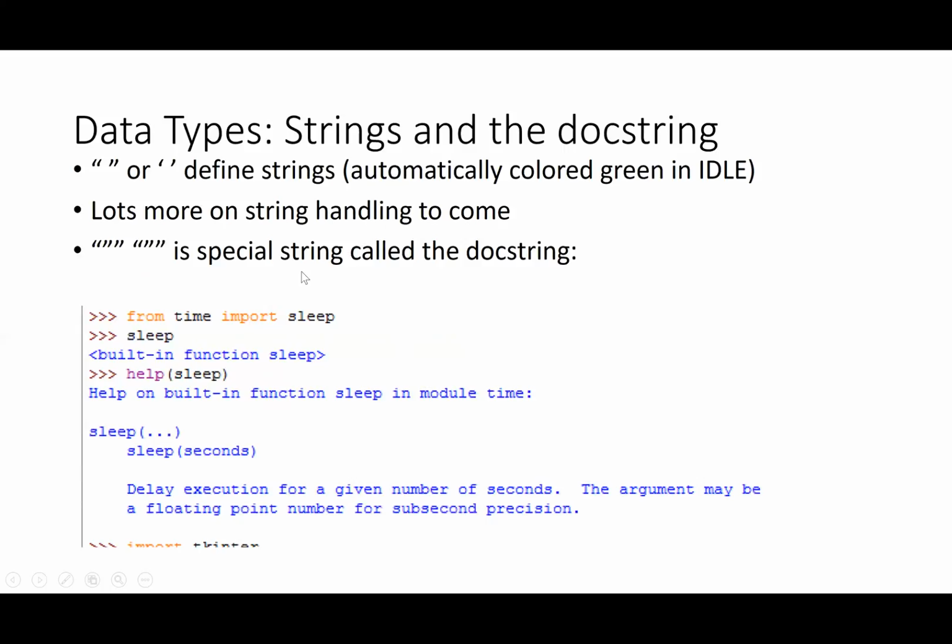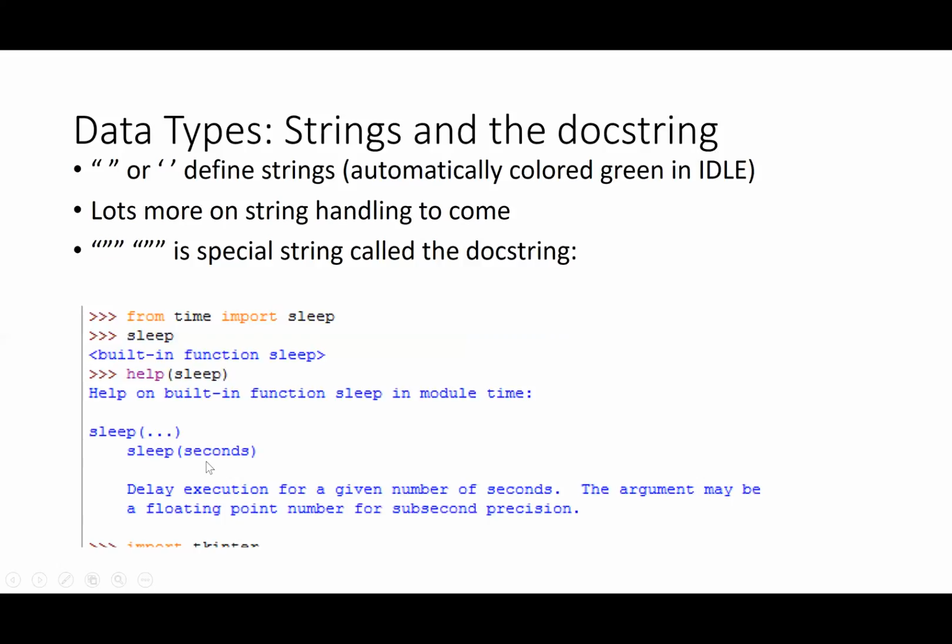Well, here's why. Let me show you the use of this help command. What I've done is imported a function here, sleep, that comes from this module time. I've used the keyword from, and notice how IDLE has colored it orange. So from time, import sleep, import another keyword. If I type sleep out, it tells me it's a built-in function. If I type help, open parenthesis, sleep, close parenthesis, it prints out the docstring, which tells me what sleep does.